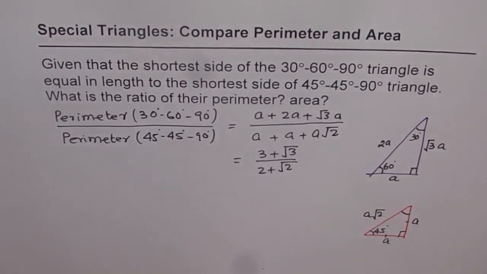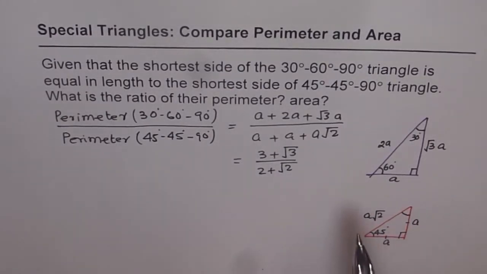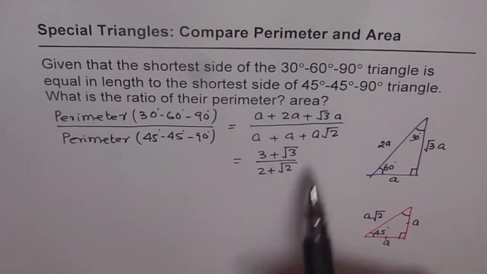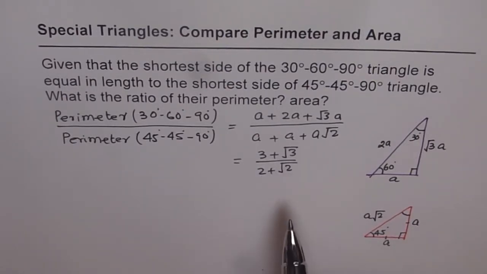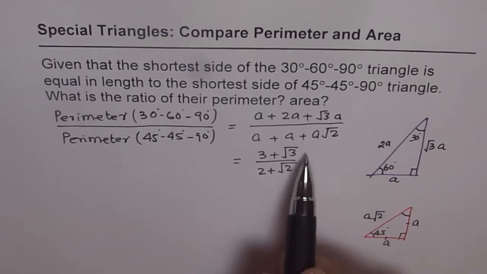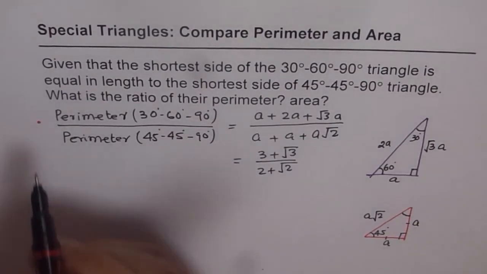So that's an interesting number. Let's leave it like that. At times you may be asked to find it to decimal places, maybe hundredth of a decimal place. In that case, use your calculator to find the answer. At times you may have to rationalize this, since we have 2 plus square root 2 in the denominator. In that case, you need to rationalize it. So it really depends on the question, correct? So we have done part A of the question, which is comparing perimeters.